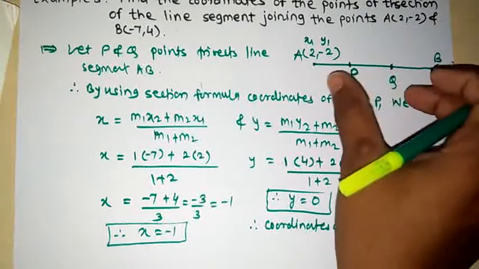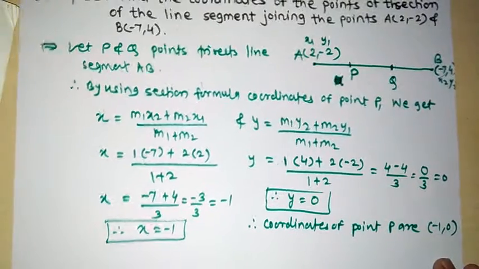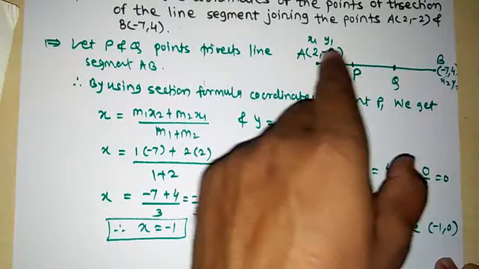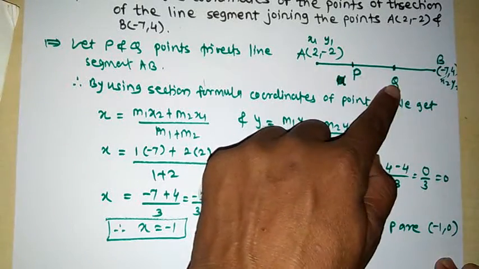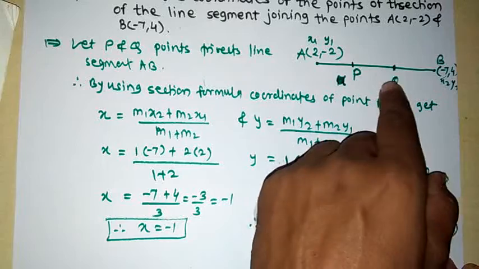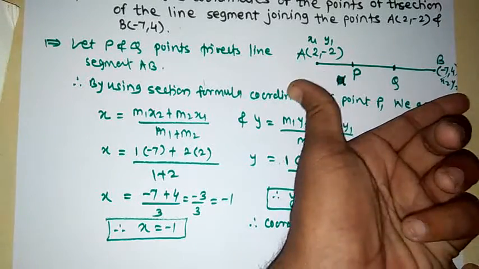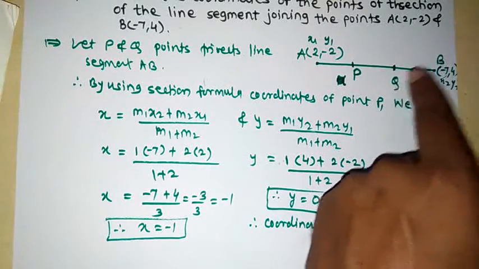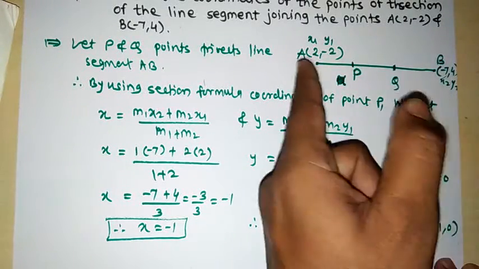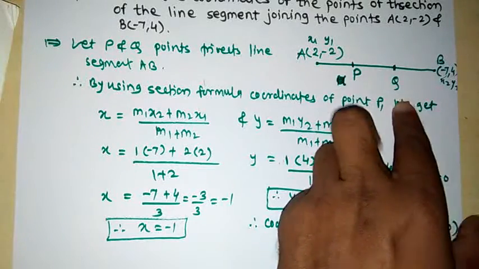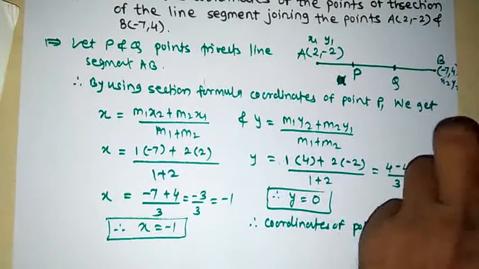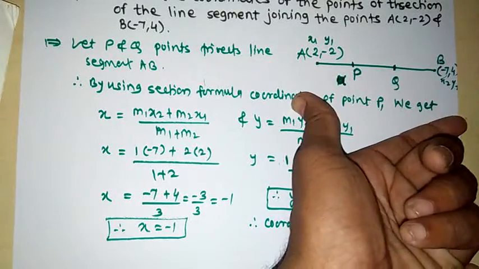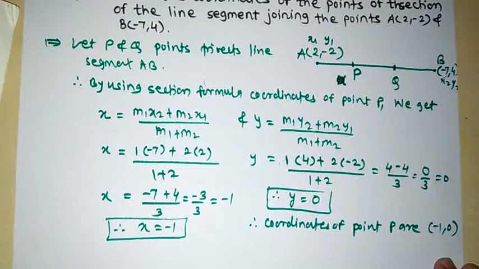See here, point Q divides the line segment AB in which ratio? See, before the point Q, how many units are there? Before the point Q, there are two units, AP and PQ. These are the two units. Therefore, we can say that this point Q divides the line segment AB in the ratio of 2:1, because after the point Q, there is only one unit, and before the point Q, there are two units, AP and PQ. 2 unit distance is there, and after point Q, there is a single unit distance. Therefore, we can say that this point Q divides the line segment AB in the ratio of 2:1.